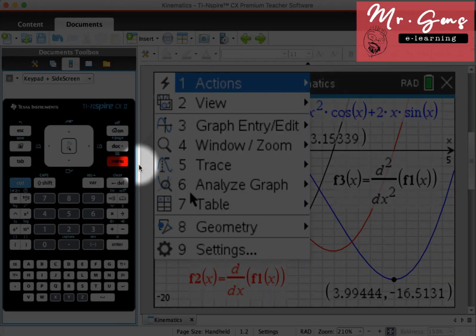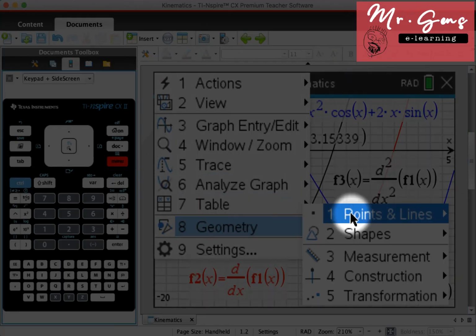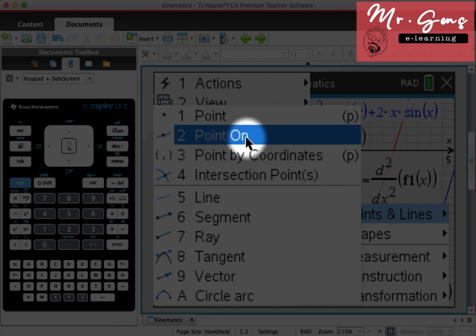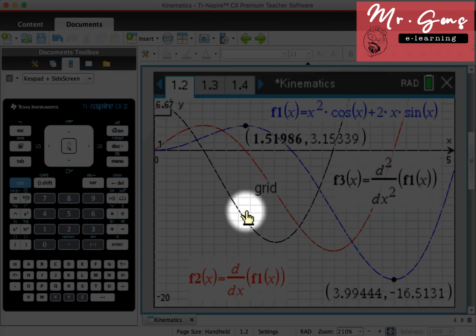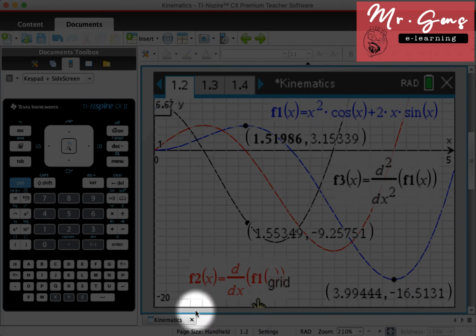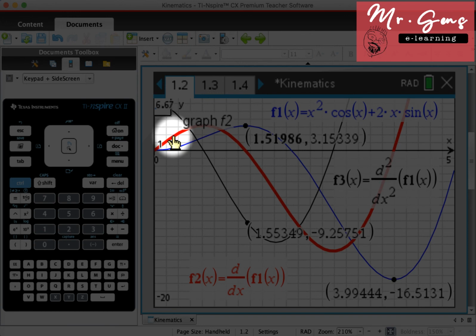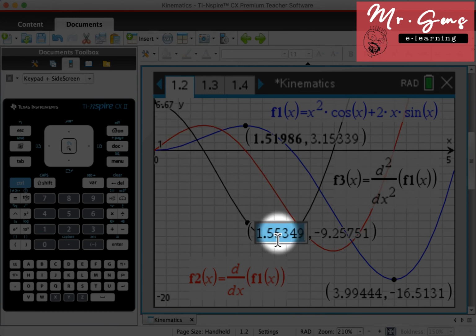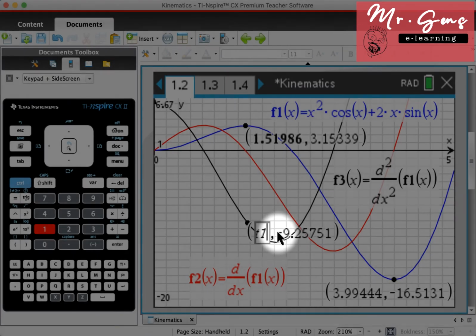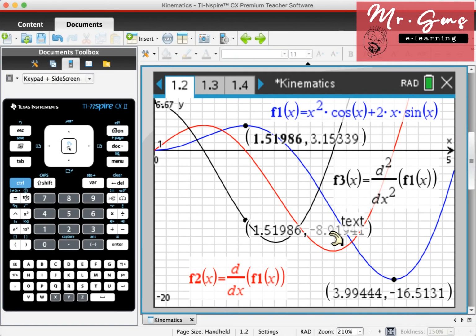I press menu, then geometry, then point on. I will just click somewhere on the black graph and locate my point. It is not the point that we are looking for. I press escape to quit. Then double click on time and press t1. And here we found the same result one more time.